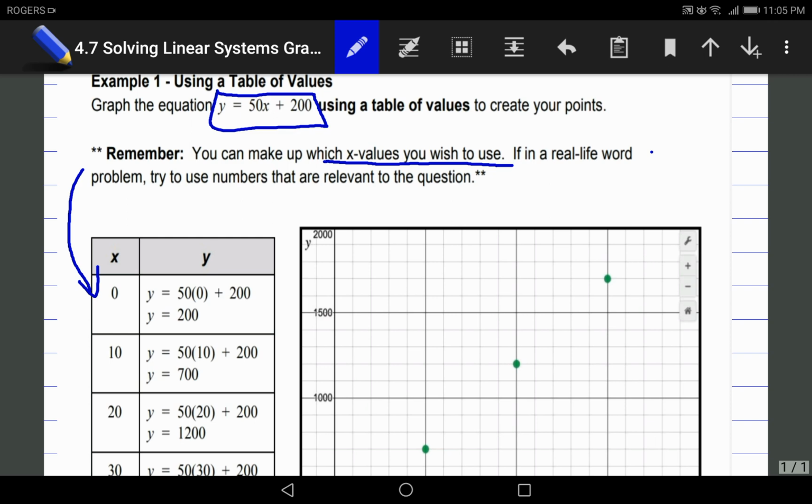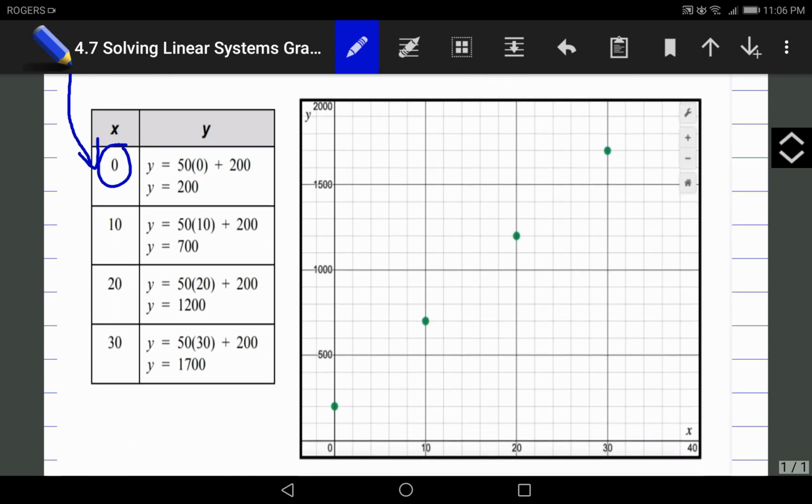Now this question here is not a real life application. It's just simply an equation. And so we can really come up with any numbers that we want. And so I chose 0. I would say always choose 0 so you can find out what your initial value is. So always choose 0, but then after that, it doesn't really matter. Okay, so I have 10, 20, and 30.